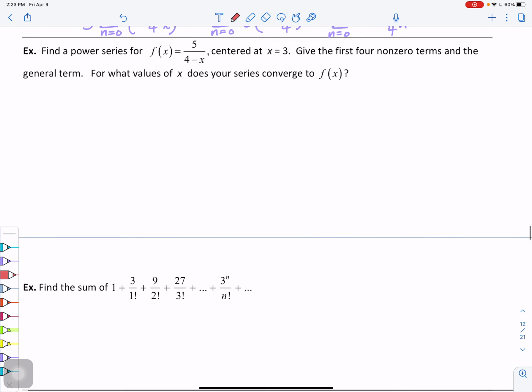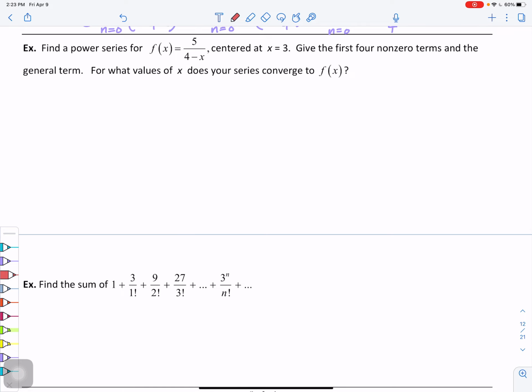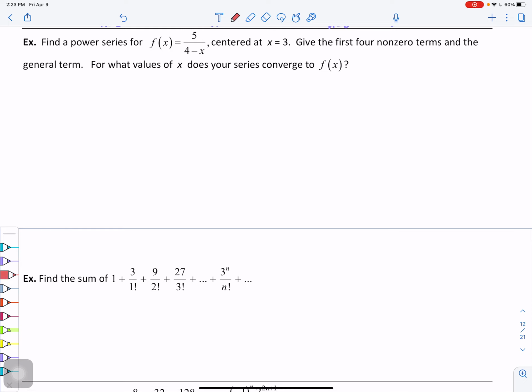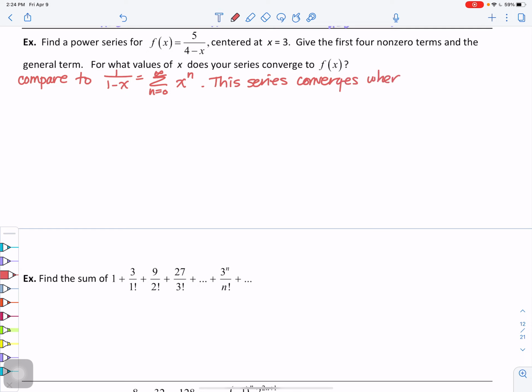Find a power series for 5 divided by 4 minus x. Remember what we're doing. We are comparing this to 1 over 1 minus x. And if you practice writing this, you won't forget it. The sum from n equals 0 to infinity of x to the n, and this series converges when the absolute value of x is less than 1. All of that comes from a geometric series.